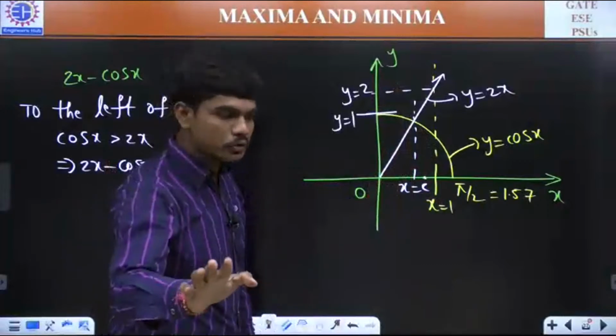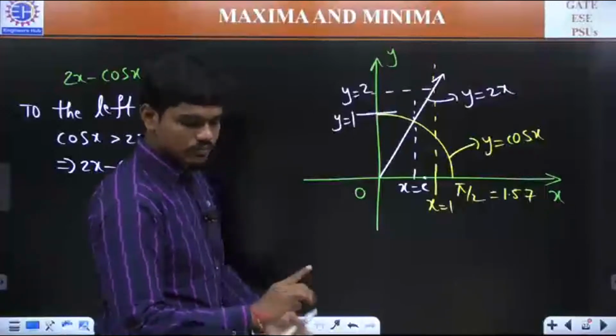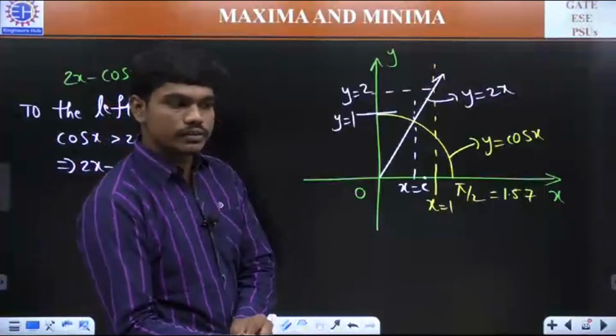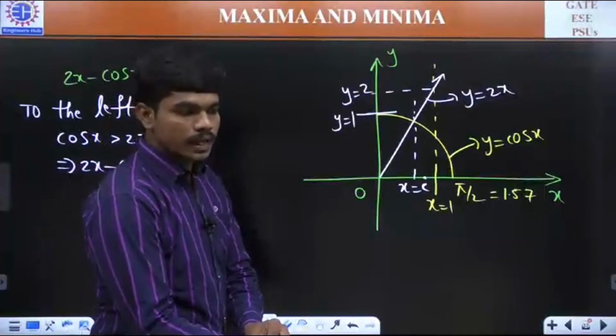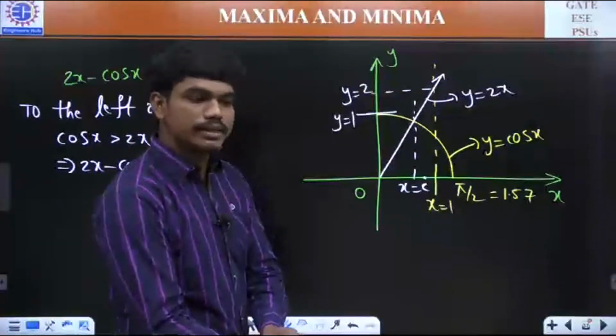Is that understandable to you? Till this moment, are you able to understand? Please respond. Are you able to understand till this point? So please respond if you are understanding the things. Because for this question, checking option 2, the second function, is the major part.